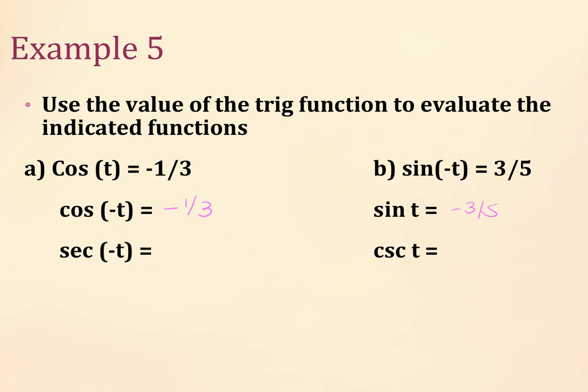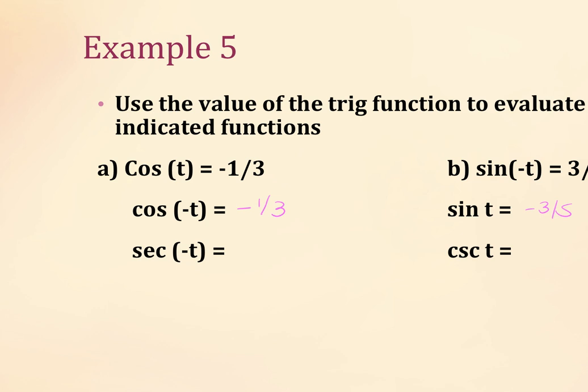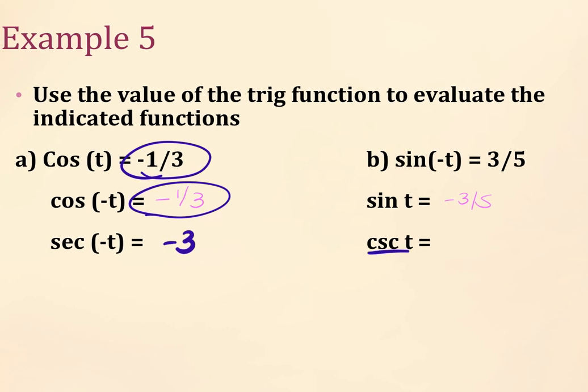So now come back here. How would I find secant of negative t? Secant is the reciprocal of cosine. Good. So I go up, and you could come here and flip it and not change it, or I could come here and literally just flip it. And then I go to B. Cosecant is the reciprocal of what? Sine. So I can go to what sine of t is, and I flip it, and I get negative 5/3. So you have to know if you keep the sign or change the sign, and then obviously if it's the reciprocal, you just flip it.